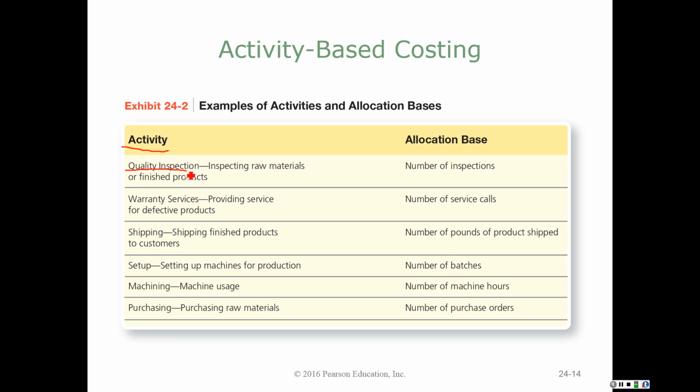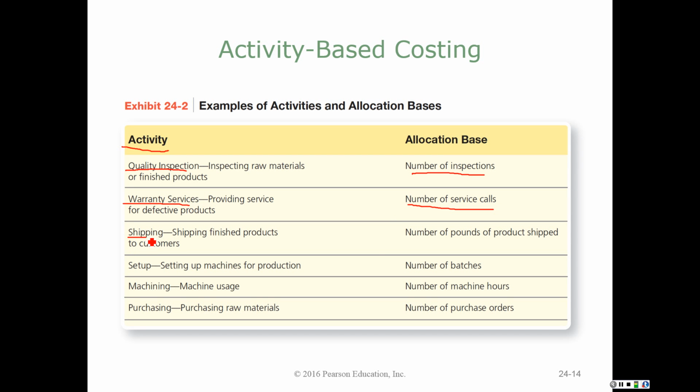And so we have cost in these quality inspections. And if we were trying to allocate the cost of our quality department, then maybe the number of inspections is what is driving the cost in the quality department. What about warranty services? Okay, so if we're trying to identify the cost of our product and warranties are a part of it, then how do I allocate the cost of my warranty services? Well, maybe it's based on the number of service calls that I receive.